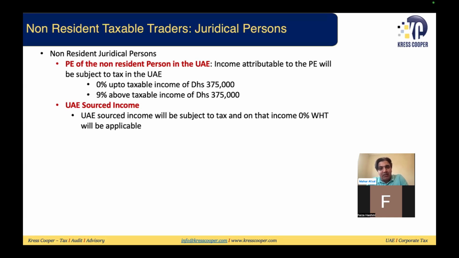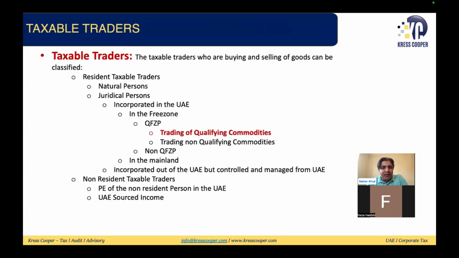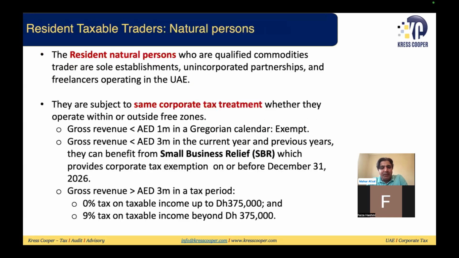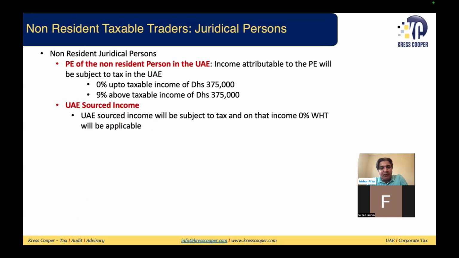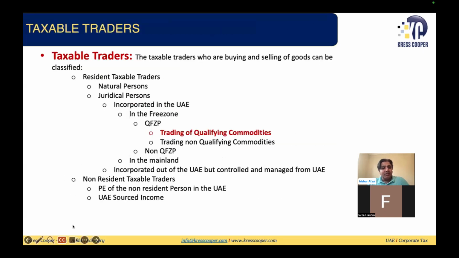And Faiza has already discussed that these persons can be taxable traders, natural persons, juridical persons, resident or non-resident persons. So this qualifying commodity relief, which is 0%, you can see in this slide, is only available to resident juridical persons which are qualifying free zone persons, dealing with the non-free zone person in the trading of the qualifying commodities. It will remain our focus.